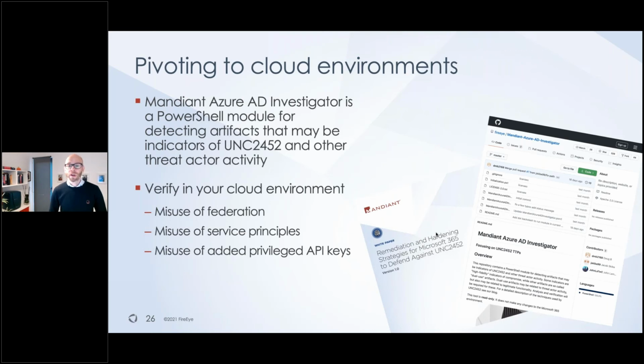Many organizations are already using Microsoft cloud services like Azure and MS365. We've seen this threat actor moving within that environment and misusing several mechanisms within the cloud environment, such as misuse of federation, those trusted domains Ron talked about, misuse of service principal names, or adding privileged API keys so that they can actually pull back mailboxes or specific emails that they're interested in.